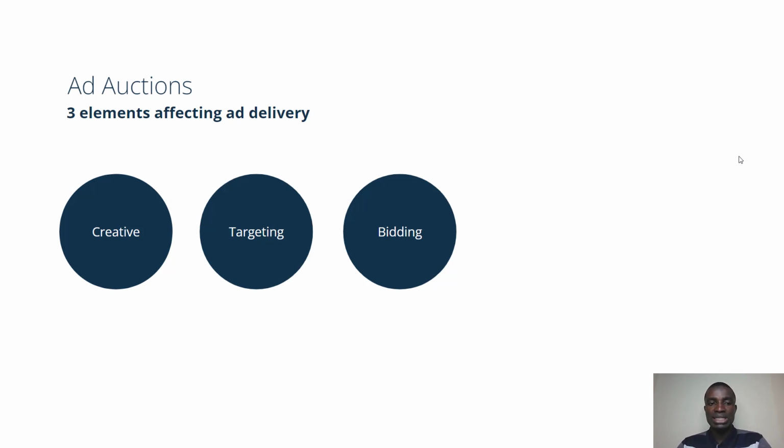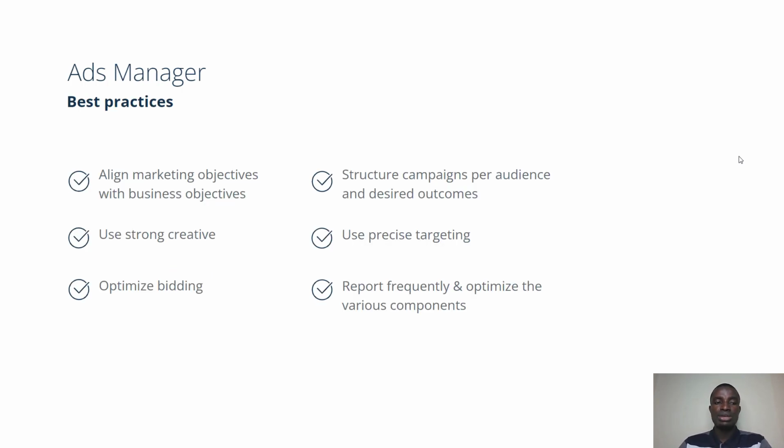All these three things are actually elements that affect how your ads would deliver and how effective they would be at the end of the day. All right, so let's just look at a few Ads Manager best practices. So first is that you must align your marketing objective with your business objective. So you don't just go ahead and choose any marketing objective when you're using your Ads Manager. You also must understand the business objective. With this understanding, you can know the kind of marketing objectives to choose, so that at the end of the day, what you're going to achieve will also align with the business objective.